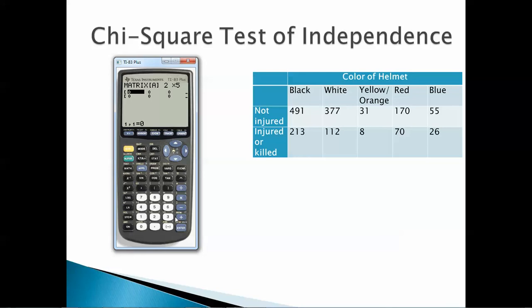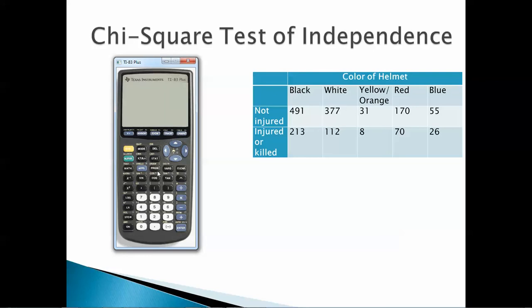And now we just enter these numbers. 491, enter. 377, enter. 31, enter. 170, enter. And 55, enter. And now it automatically goes to the second row. 213, enter. 112, enter. 8, enter. 70, enter. And then 26. Okay, now we quit. So our data are in there.